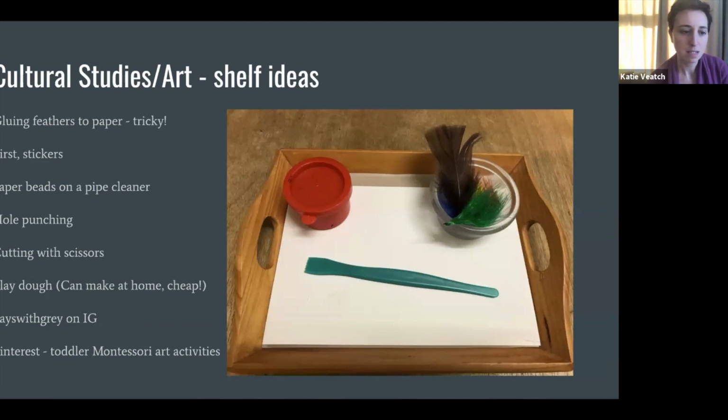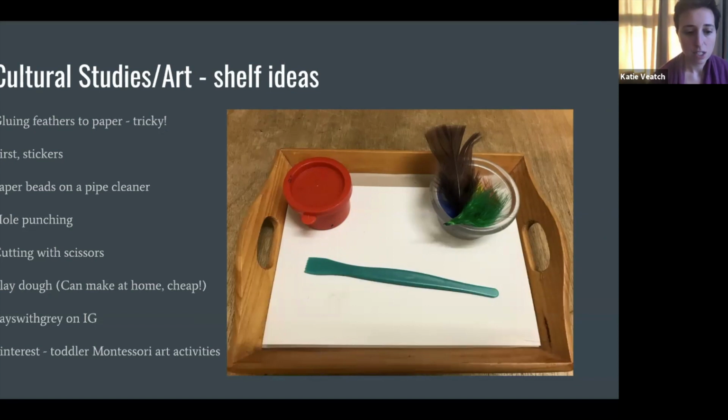You can do paper beads on a pipe cleaner, hole punching, cutting with scissors, which is a great fine motor activity. You can make your Play-Doh at home. There's a lot of stuff on Pinterest, like toddler Montessori art activities, just be discriminating. There's not necessarily a category of art for Montessori. We don't do a lot of that in our training. We don't learn what the Montessori art activities are. So I think the focus is on low tech, fine motor development and creativity.